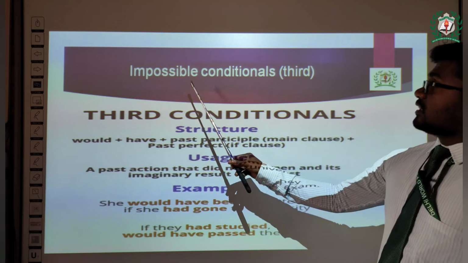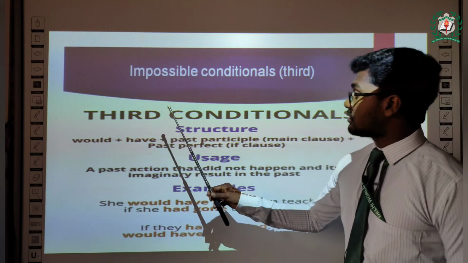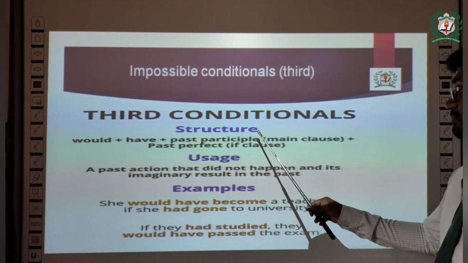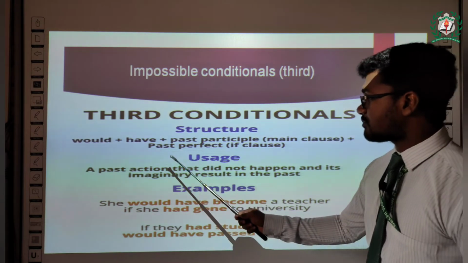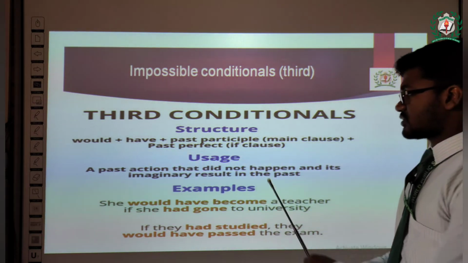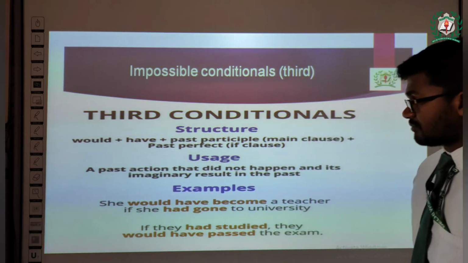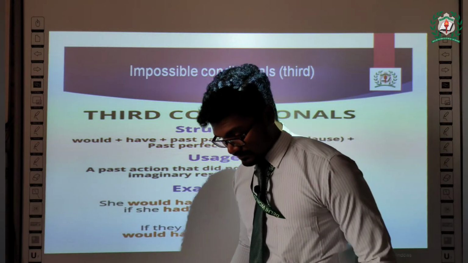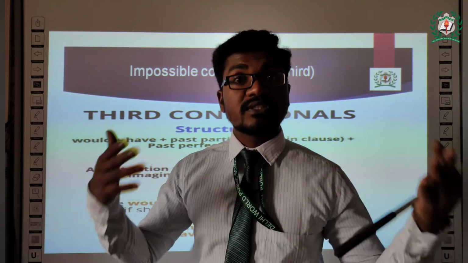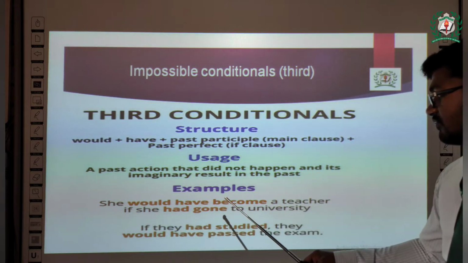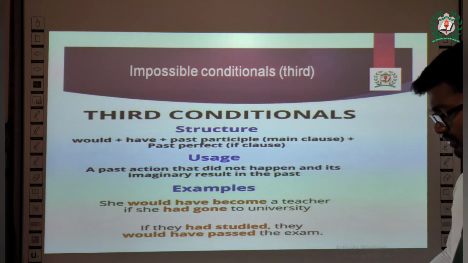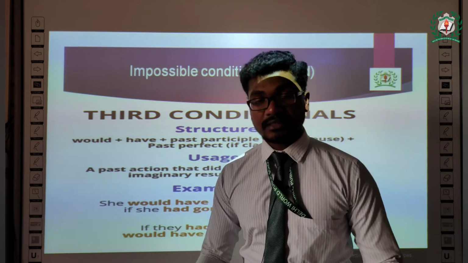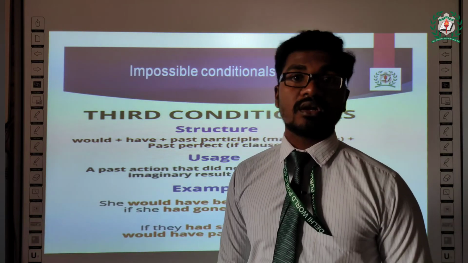This is the last one, impossible conditions. Third conditional structure. What is this? Would plus have plus past participle, that is the main clause, plus past perfect in the if clause. So in the if clause, we have to have past perfect. Let's see the usage. A past action that did not happen and its imaginary result in the past, which did not happen, which cannot happen. She would have become a teacher if she had gone to university. In the past, she did not go. So in the present, it did not happen. And in the future also, it will not happen.